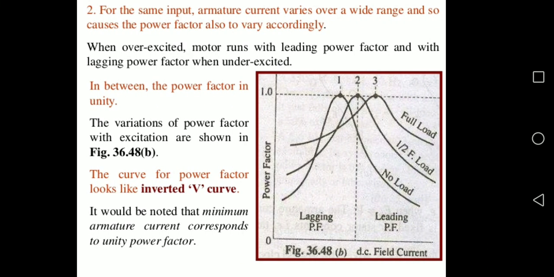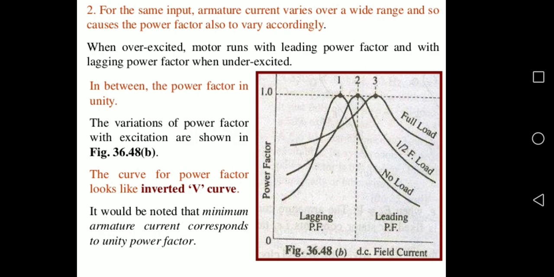Now, for the same input, the armature current varies over a wide range, and so the power factor also varies accordingly. When overexcited, the motor runs with a leading power factor, and with a lagging power factor when under excited. In between, the power factor is unity.